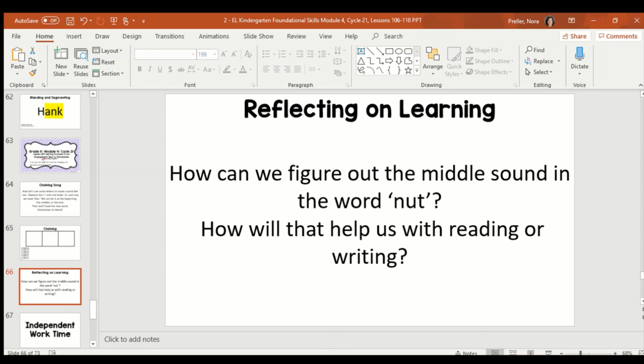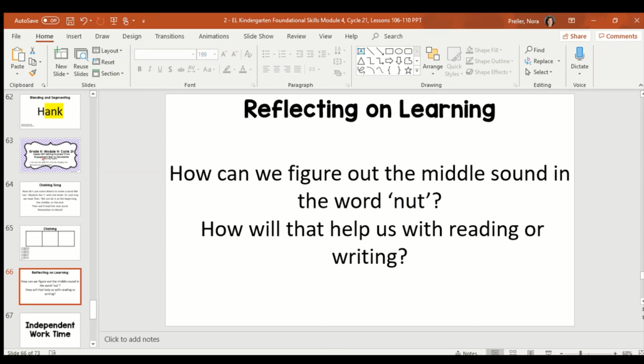So let's go ahead and tap out the word nut and see if we can hear what's in the middle. Ready? Go. Nut. What was in the middle sound, boys and girls? If you said the short U sound, you're correct.